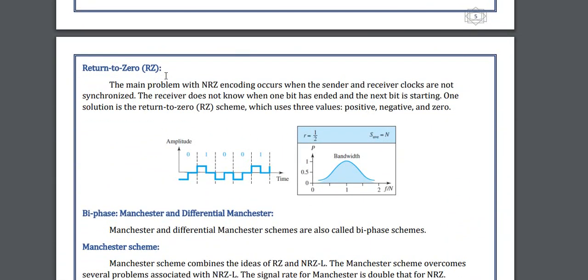Now RZ, which stands for return to 0. In this diagram we can see that the voltage is going up from the minus section and then going to the 0, then moving to 1 and then again 0 and again moving to the minus section. In the return to 0 section, every time it returns to 0. That's why it is known as return to 0. From this diagram we can easily understand that here are three values: positive, negative and 0. This is the negative section, this is the 0 section, and this is the positive section.